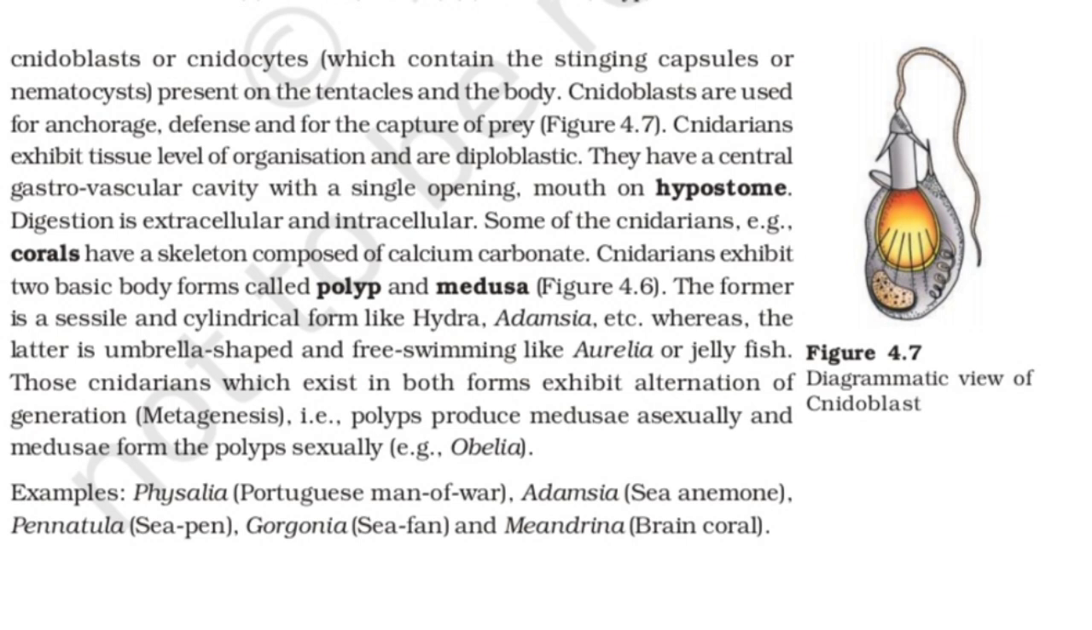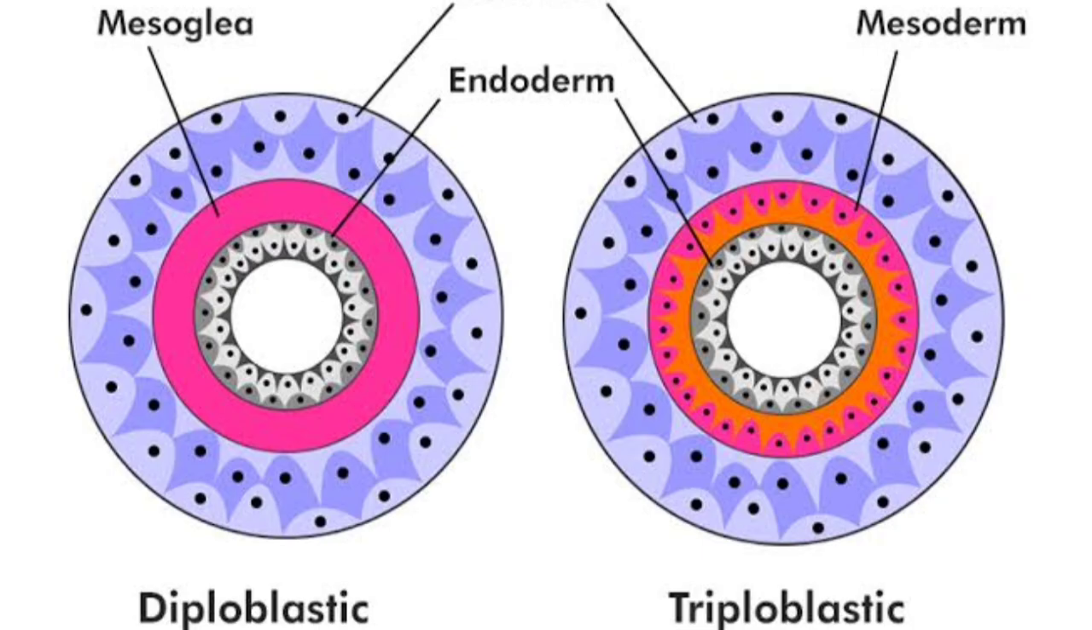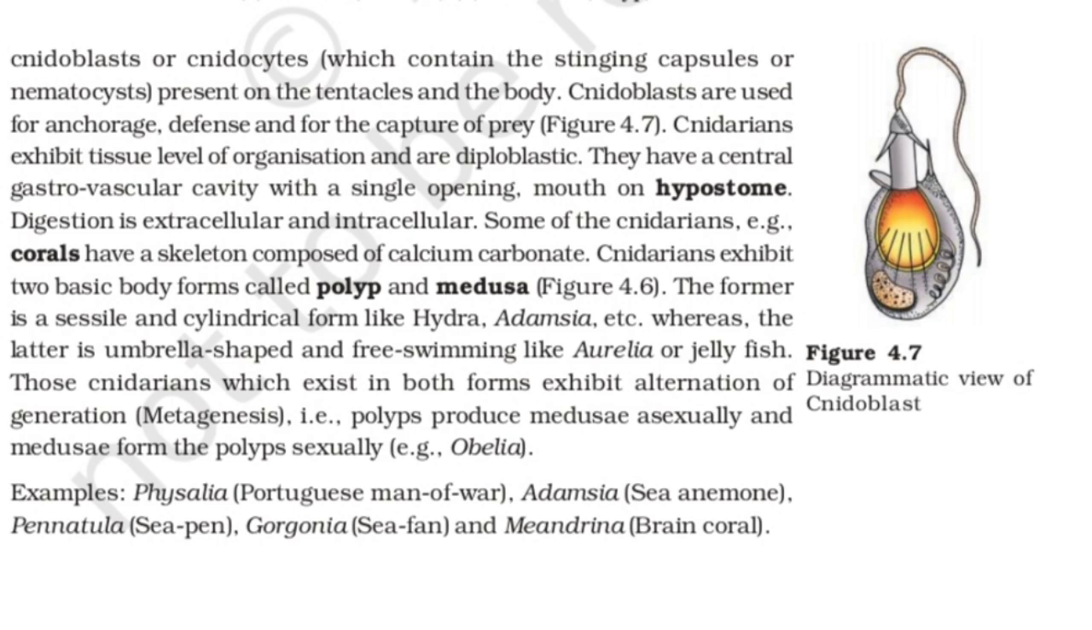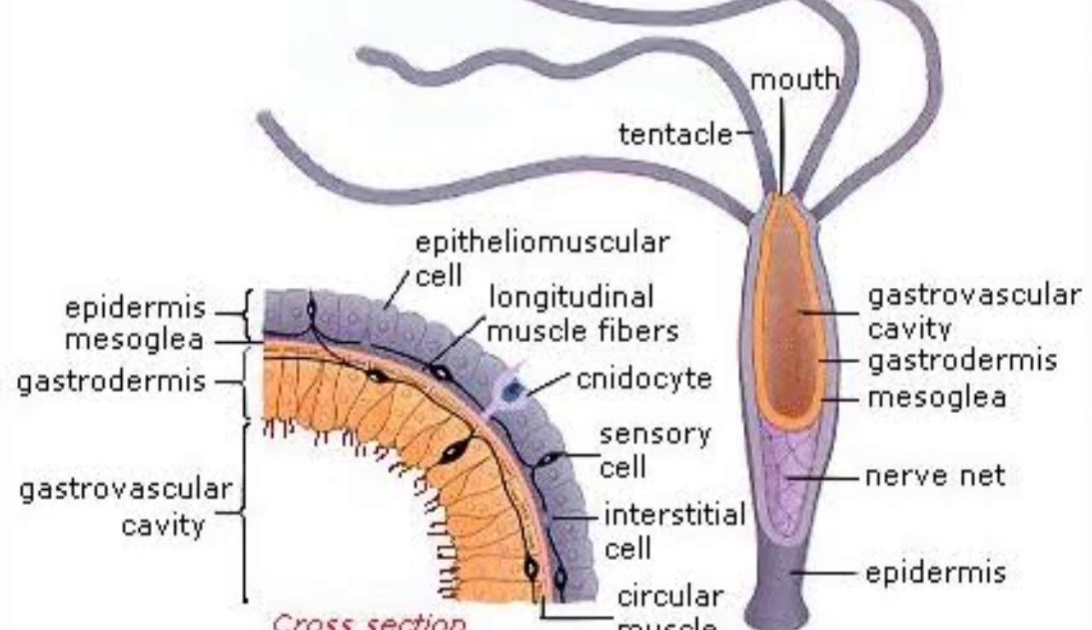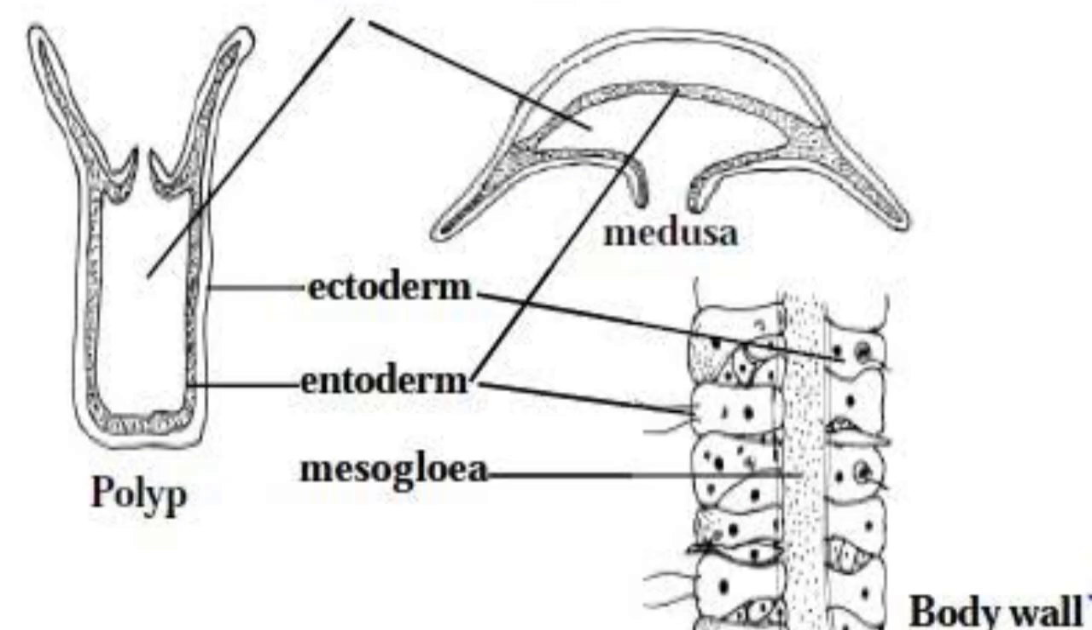So the cnidarians exhibit tissue level of organization. Tissue level of organization means the entire organism consists of different kinds of tissues, and they are diploblastic in the sense they have two germ layers, that is ectoderm and endoderm. Their inner body consists of a gastrovascular cavity. That gastrovascular cavity opens out through an opening called a hypostome. This hypostome is regarded as the mouth of the Coelentrata.